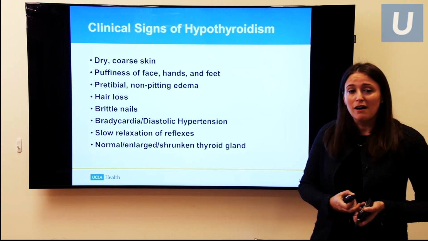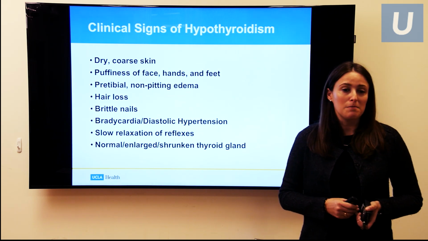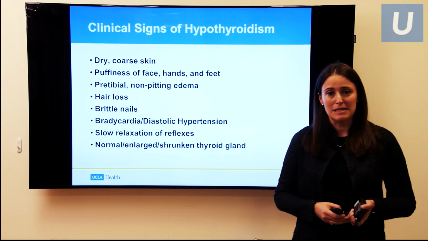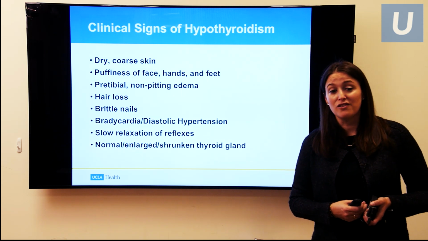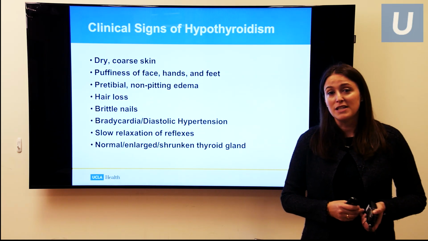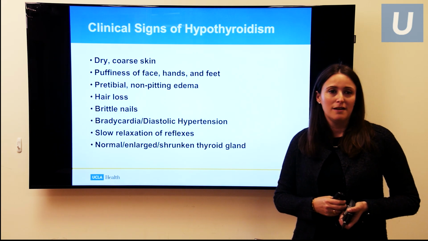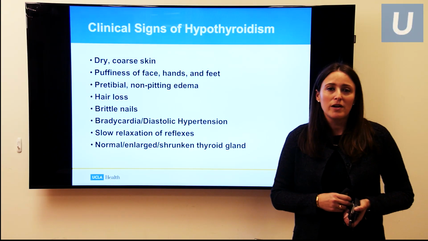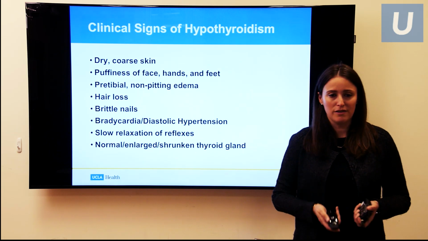In terms of signs on physical examination, you might have drier, coarser skin. You might experience some puffiness of your face, hands, or feet. There might be what we call pretibial myxedema, which is a non-pitting edema. Again, hair loss, some brittleness in your nails. Some patients might have bradycardia or a slower heart rate. And they could have diastolic hypertension, which is an elevated lower number on your blood pressure. Some patients may have some slower relaxation of your reflexes. And on the thyroid examination, we might see that the thyroid is normal. It could be bigger than usual, or it could be smaller than usual.